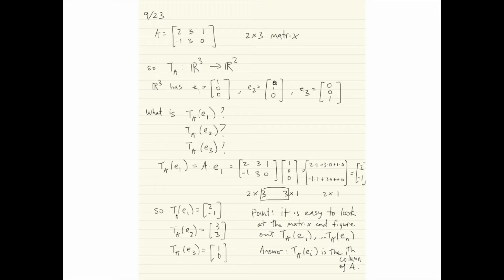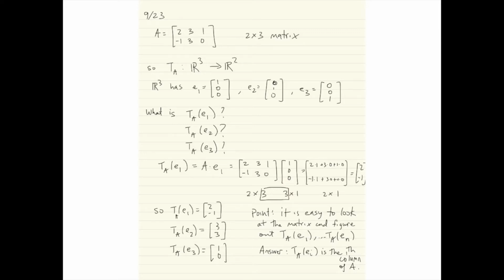Now, R3 has these standard basis vectors, and the question is, what is the image of these standard basis vectors E1, E2, and E3 under this transformation T sub A, which is left multiplication by A? And there's two ways to figure this out. One is to actually do the computation. T sub A evaluated at E1 is, by definition, you take the matrix A and multiply by the column vector E1. Here's E1, here's our matrix A, and matrix multiplication.